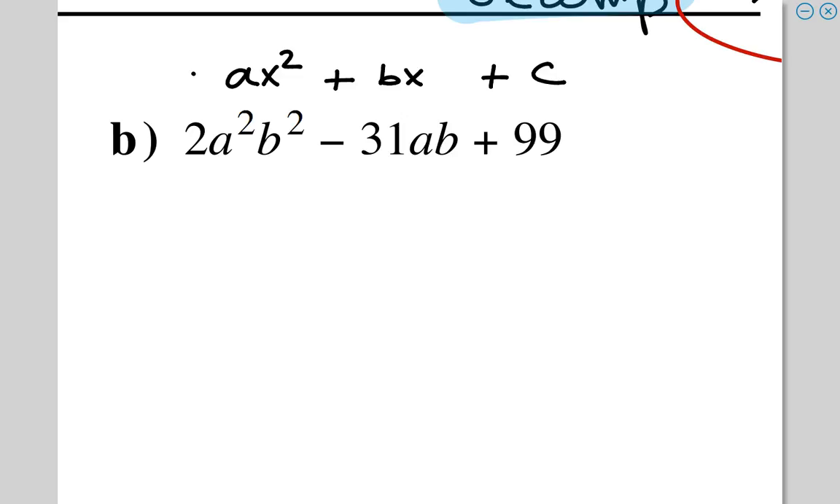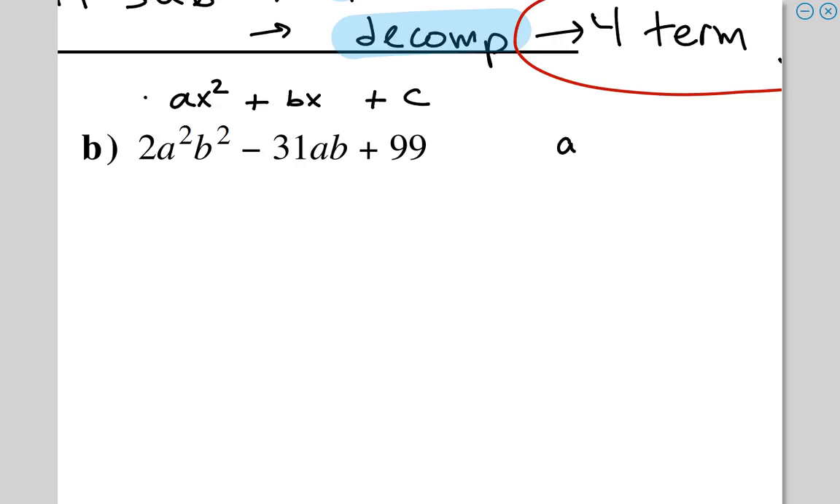All right. Is there a GCF, by the way? No. Remember, always check for that GCF at the beginning. In this case, we don't have one. All right, so what's the AC value? And let's just think about the numbers. And I think the letters will work themselves out. So 2 and 99 make 198. And then the B is 31.